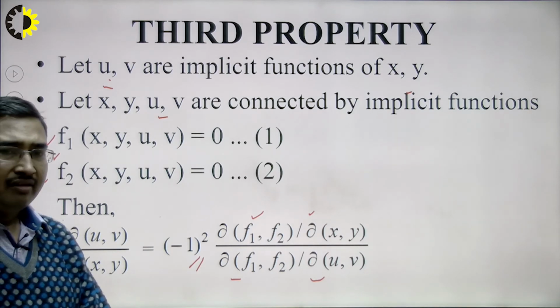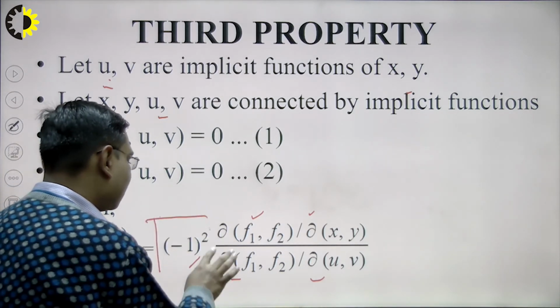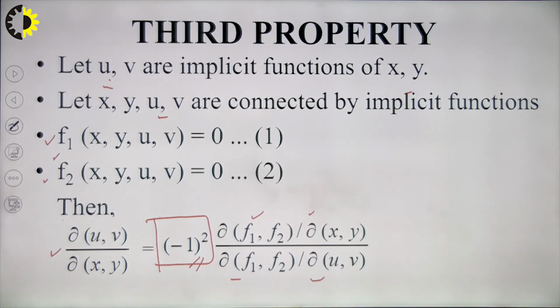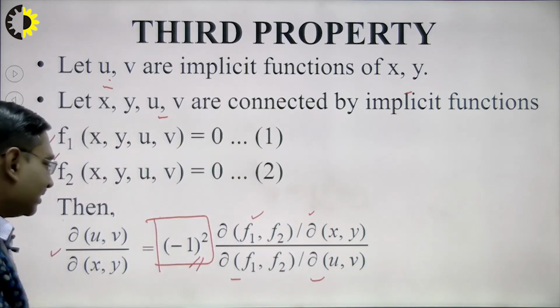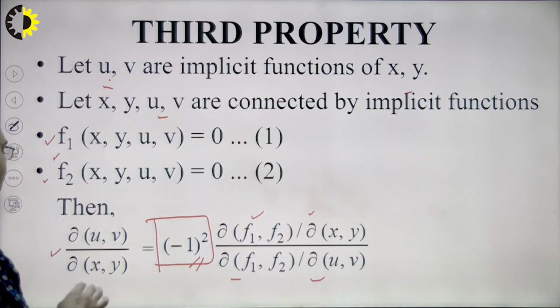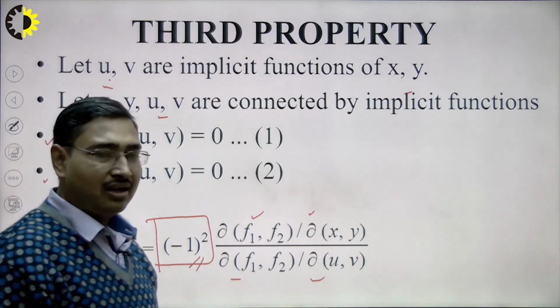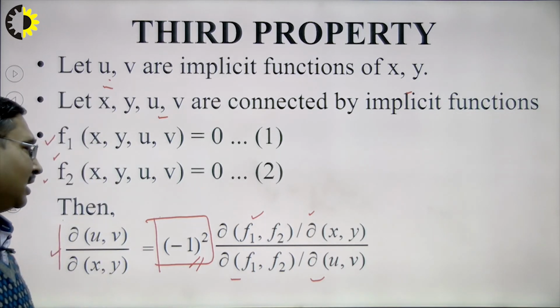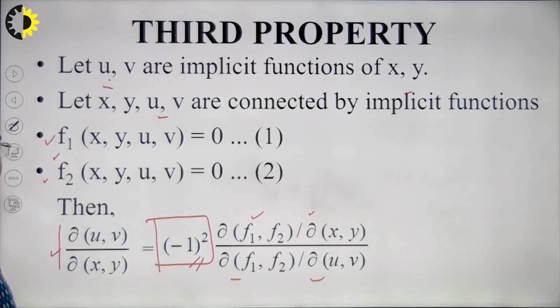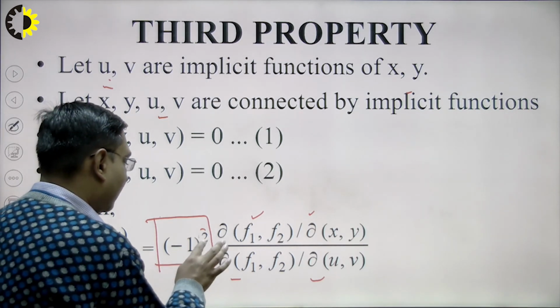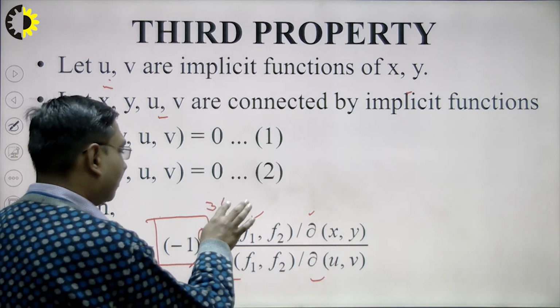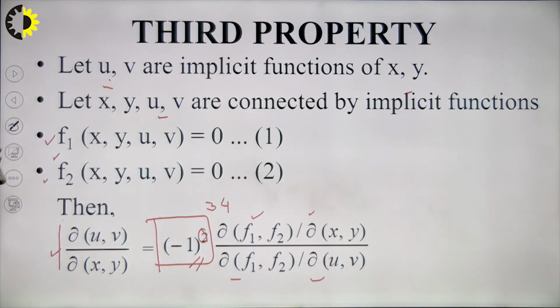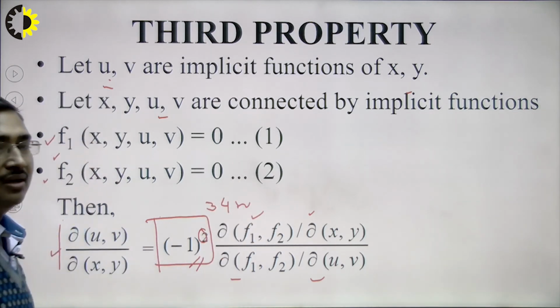Before moving ahead, we need to understand what is the use of this minus 1 whole square, because this minus 1 whole square will always be 1, so why are we mentioning it here? This minus 1 whole square is mentioned because we are using a 2 by 2 Jacobian. The similar property we will learn for 3 variables, 4 variables also, and when there is a 3 by 3 Jacobian, this will become minus 1 raised to the power 3. In a 4 by 4 Jacobian, it will become minus 1 raised to the power 4. In an n by n Jacobian, it will become minus 1 raised to the power n.